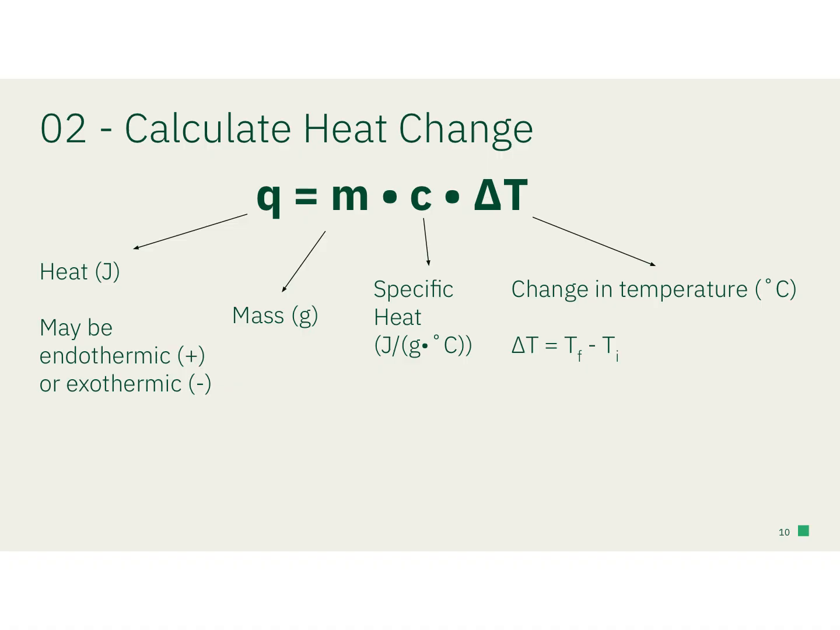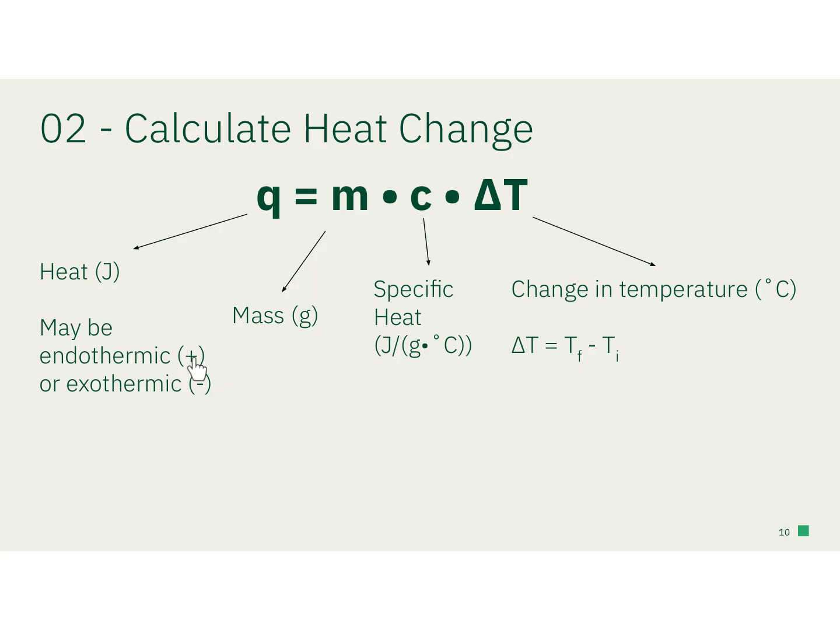So here's the equation that we're going to be used to calculating the heat change. That is Q is equal to M times C times delta T, or sometimes referred to as MCAT, because the triangle in the delta T looks like the letter A, so MCAT. Q equals MCAT. Q is the heat measured in joules.